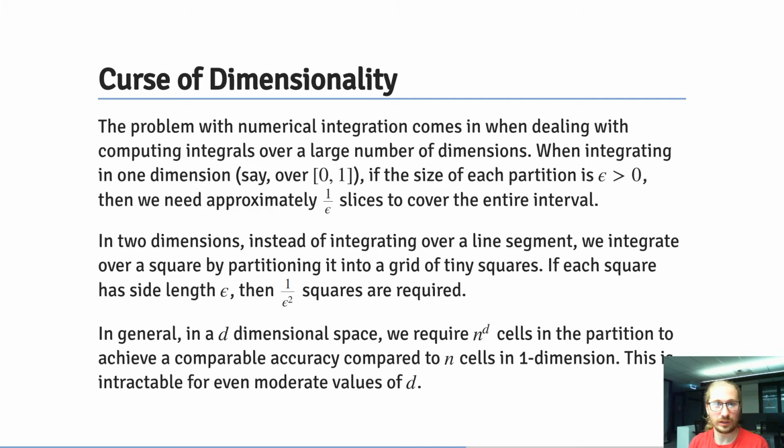And in general, if the number of dimensions is very high, this gets a whole lot worse. In a d-dimensional space, you require n to the power of d many cells to get a comparable accuracy if you are integrating over just n many cells in one dimension. This problem is exponential in the dimension, which means even for moderately large values of d, say 20 or 30 or so, this becomes wildly intractable. This idea of the running time blowing out exponentially with the dimension is called the curse of dimensionality.